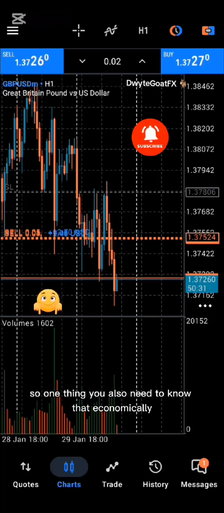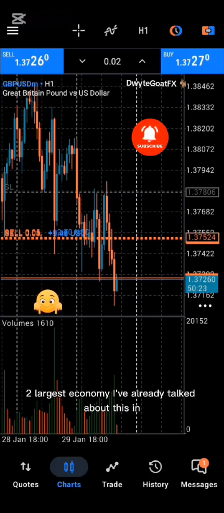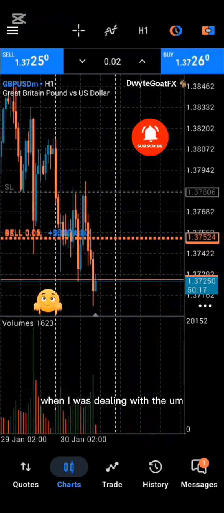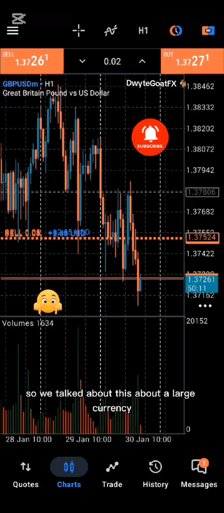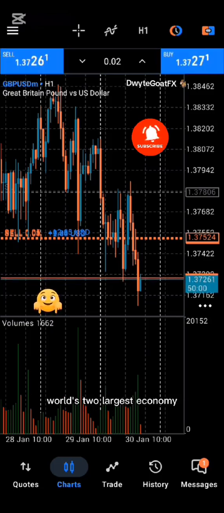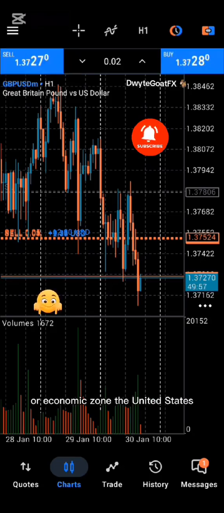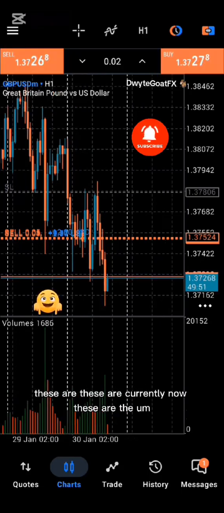So one thing you also need to know is that, economically, the most traded pairs always represent the world's two largest economies. I've already talked about this when I was dealing with the currency pair class. We talked about large currencies and how they come from powerful countries. So the most traded pairs always represent the world's largest economies or economic zones: the United States, Europe, and Asia pairs. These are currently the ones.